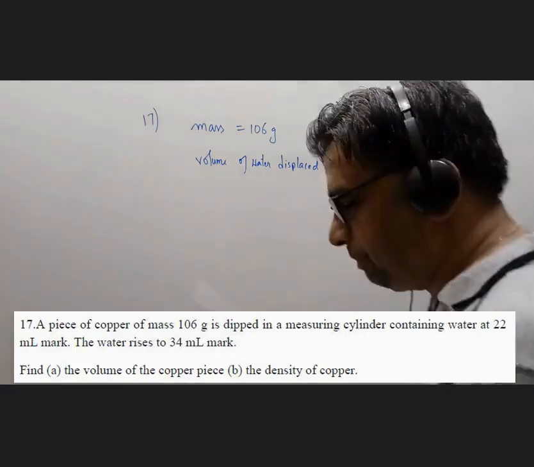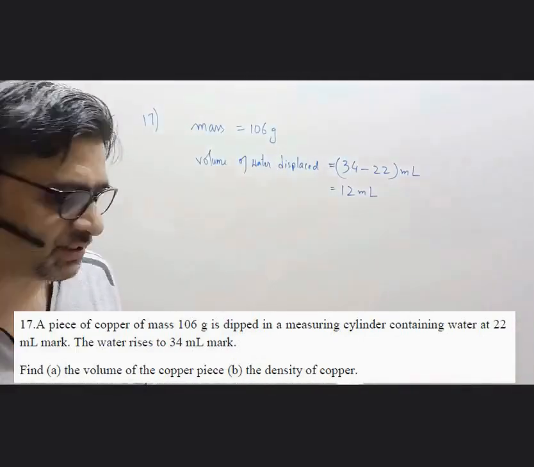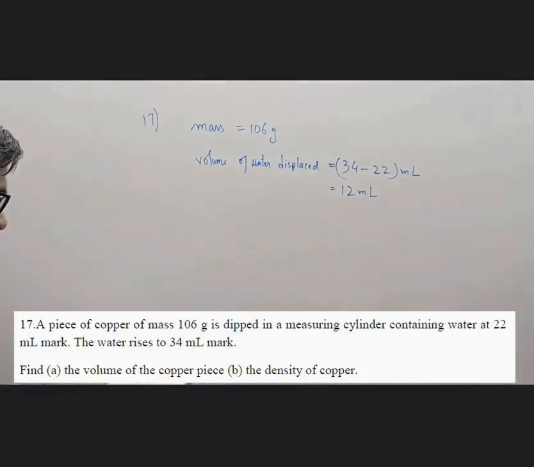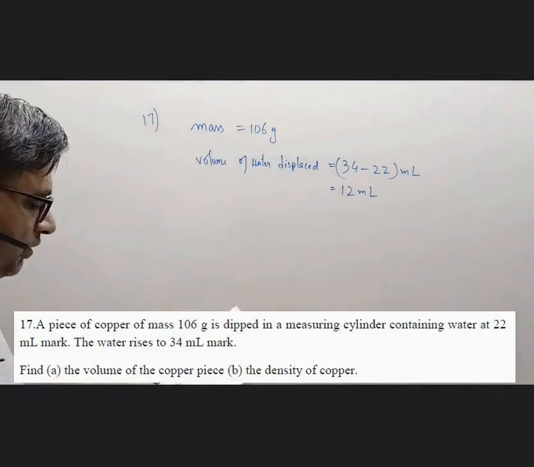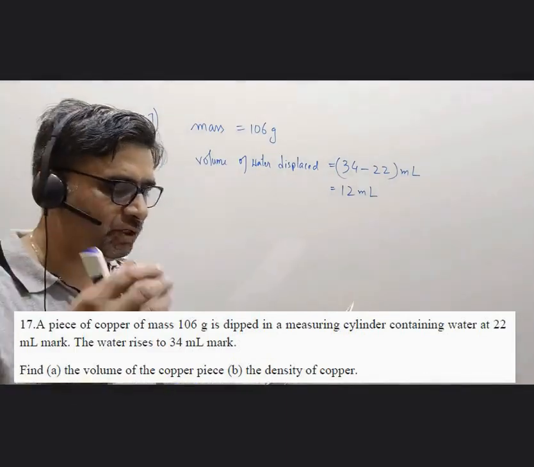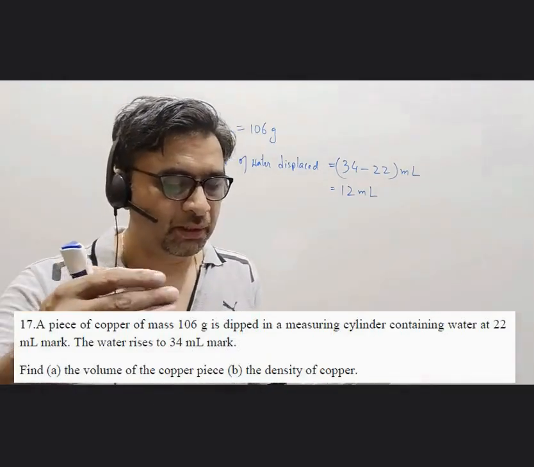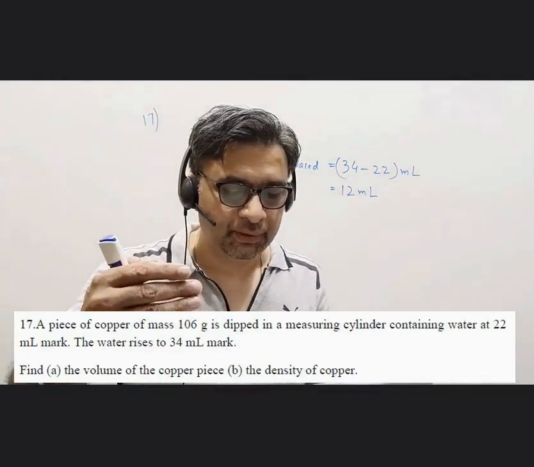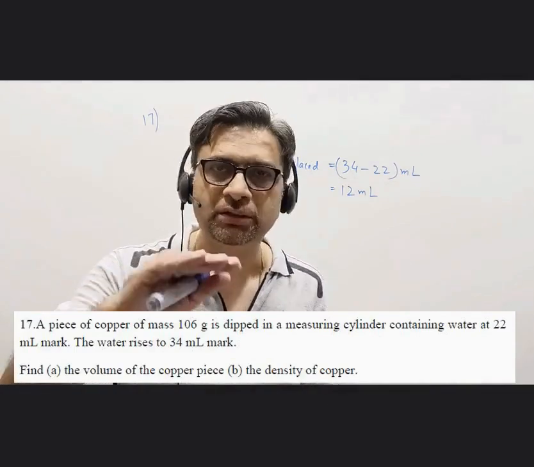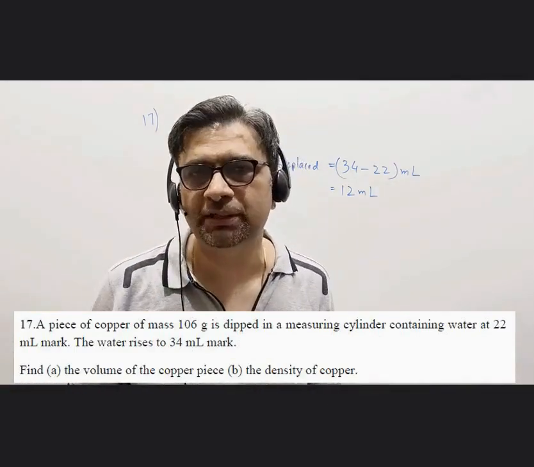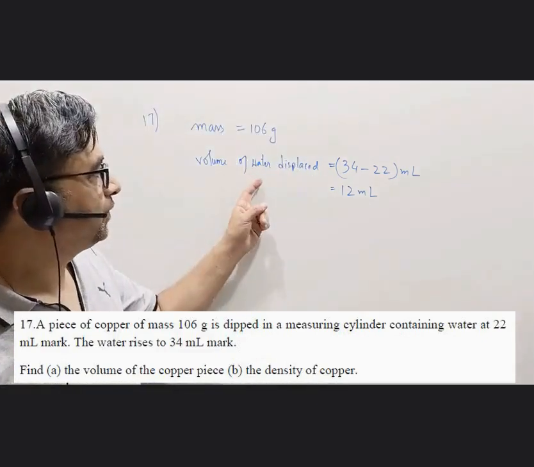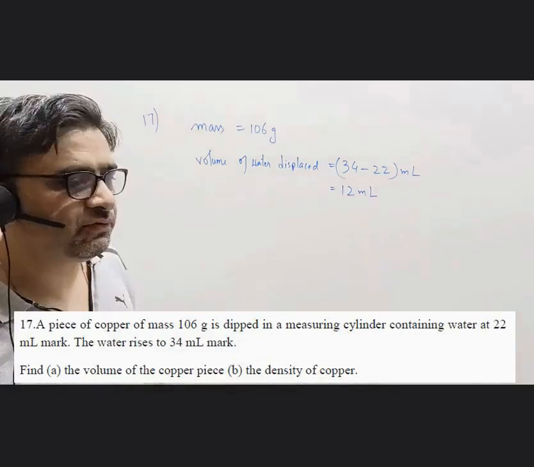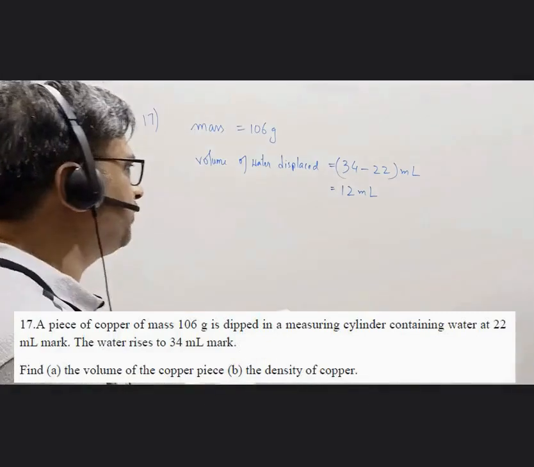Question number 17, a piece of copper of mass. It's given that the mass of the copper piece is 106 grams and the volume of the water displaced. In this case, the body is dipped in water, and as a result, the water mark changes from 22 ml to 34 ml. Obviously, the volume is 34 minus 22, 12 ml, which is the volume of the water displaced.